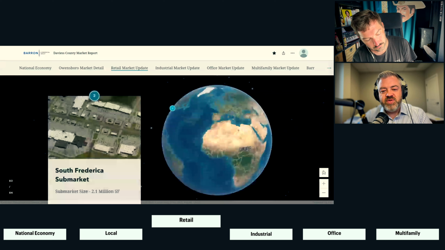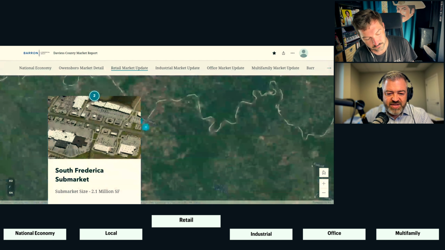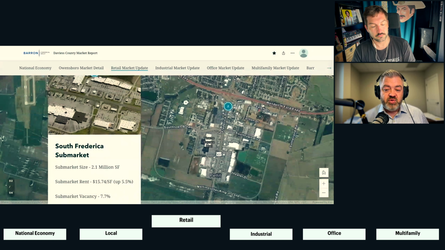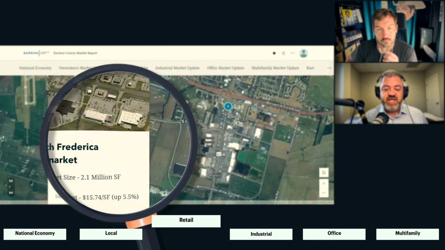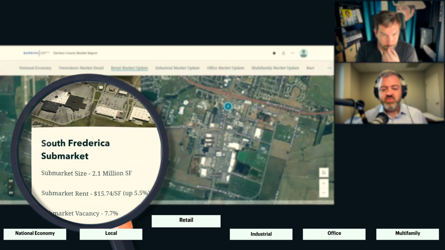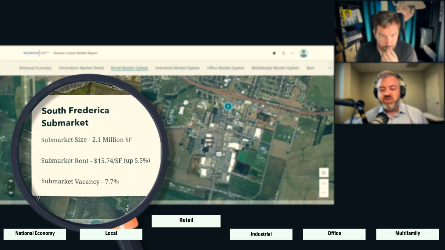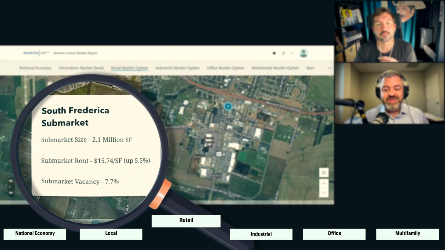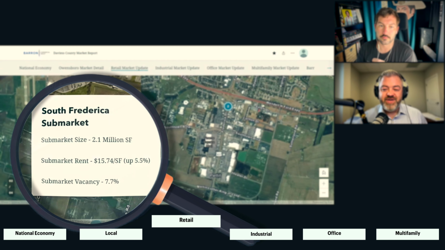Let's zoom in here so we can see our different markets on the map. This South Frederica market was our number one retail area. It's not true anymore. Now it's our secondary retail market area. The South Frederica submarket has 2.1 million square feet. You still have the mall, which is being repurposed right now and is mostly vacant. You have a Super Walmart, and a power center with the obligatory Target, Best Buy, Ulta, PetSmart. There's about 7.7% vacancy out here, and the rent is $15.74 per square foot, which is up 5.5% over last year.